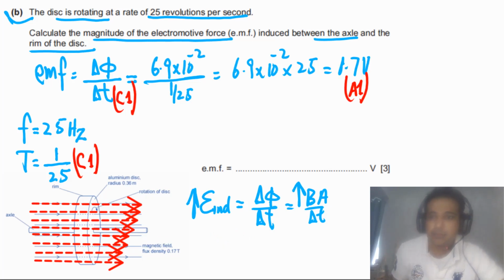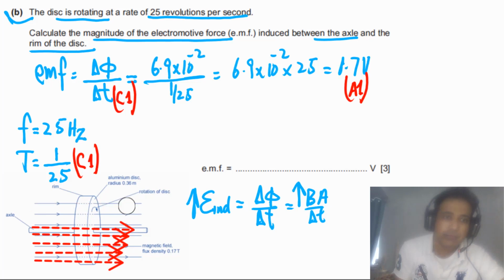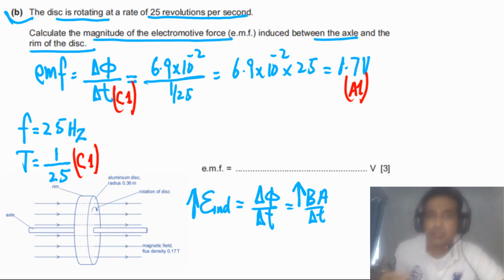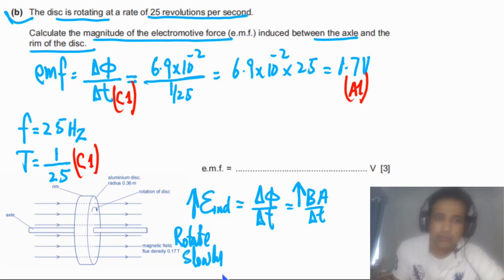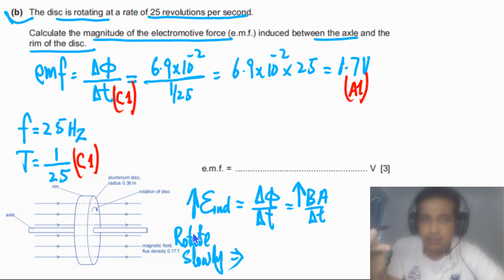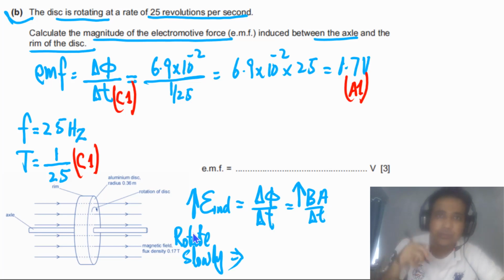Now imagine that magnetic flux density is the same, as before, but the disk is rotating slowly now. So the second case you can also consider is rotating slowly. If the disk is rotating slowly, how about induced EMF? Has it increased or decreased?